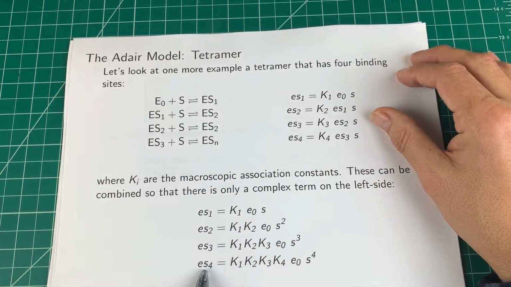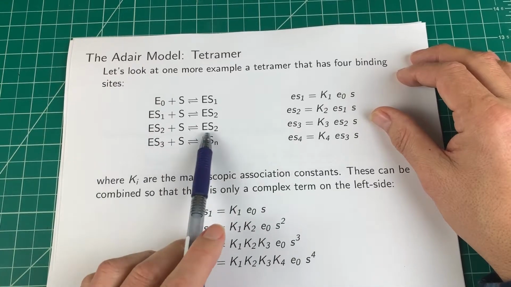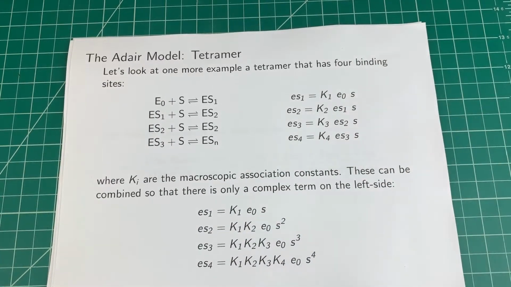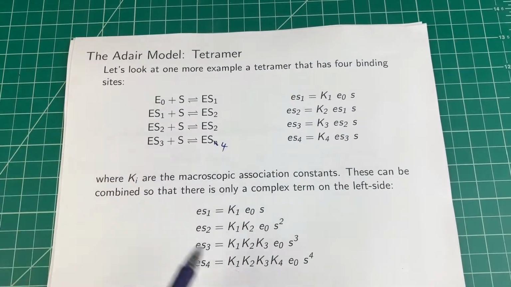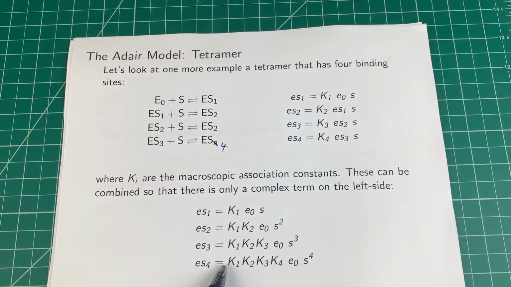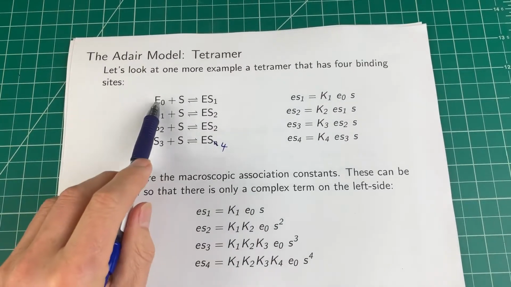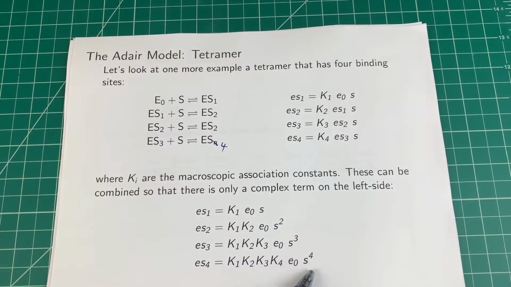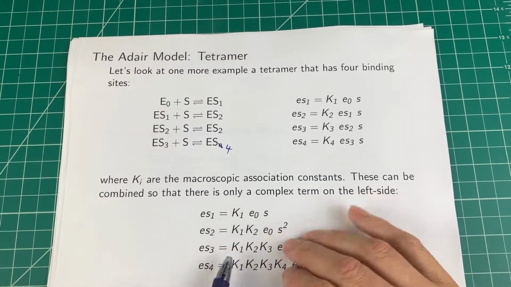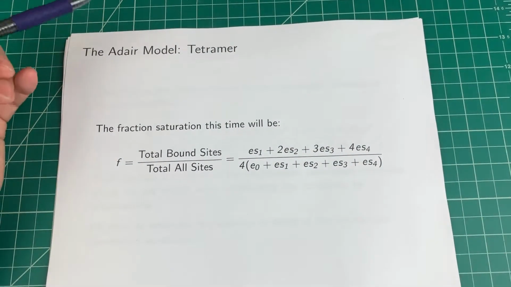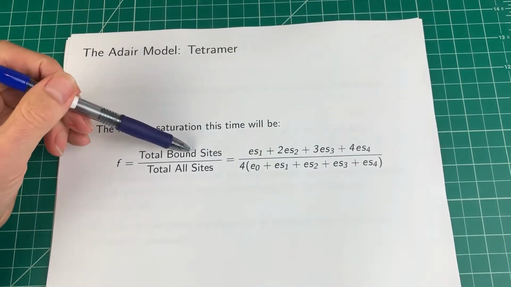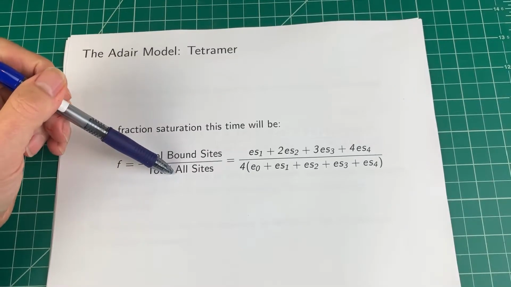Now ES4, the fourth complex. Actually, there's a little mistake there. That should be 4. The fourth state is the product of the 4 association constants times the amount of free enzyme, multiplied by the ligand to the power of 4. Let's keep those in mind. Now the fractional saturation, we have to compute again. This is just the total bound sites divided by total all sites.